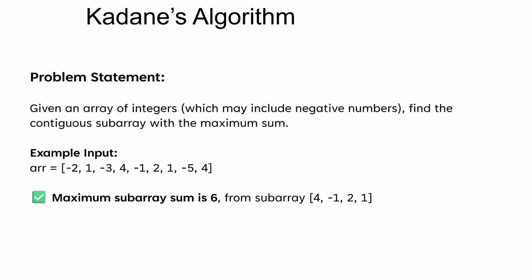Okay, so next is Kadane's algorithm. So here's the problem. You're given an array of integers, which may include negative numbers. You need to find the contiguous subarray with the maximum sum. Okay, so here's our example. We have an array of several numbers, many of them negative. So the maximum subarray sum is 6, and that is from the subarray 4, -1, 2, and 1. Okay, so let's look at how we can use dynamic programming to come up with that answer.